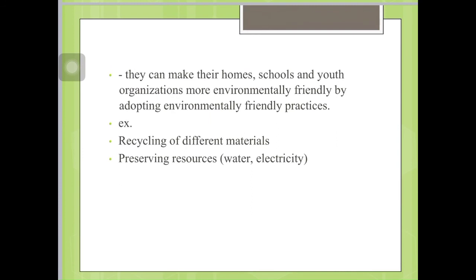So, ito. They can make their homes, schools, and youth organizations more environmentally friendly by adopting environmentally friendly practices. So, sa bahay, sa schools natin, tsaka sa mga organization, pwede natin i-adapt yung environmental friendly practices, which are recycling of different materials, katulad ng plastic, or mga waste. Then, preserving resources, yun na nga, dapat hindi tayo nagsasayang ng tubig or electricity kapag di naman natin ginagamit.